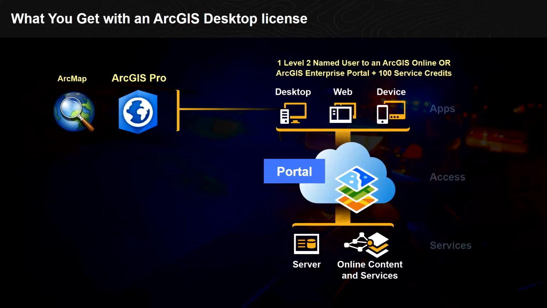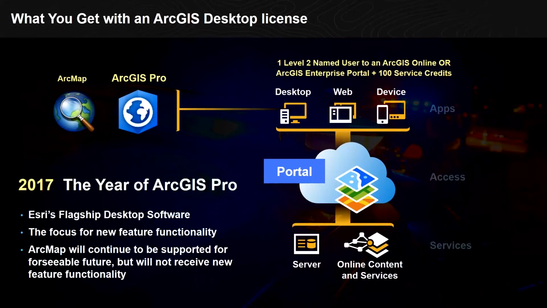ArcMap is going to continue to be supported, but Pro will be the focus of all of our new desktop feature functionality and development in the future. With each ArcGIS Desktop license, you also get access to one level 2 named user ArcGIS Online or ArcGIS Enterprise Portal account and 100 service credits. This also gives you access to all of our web and mobile apps and online content and services.